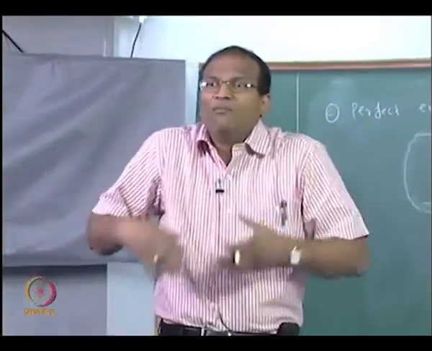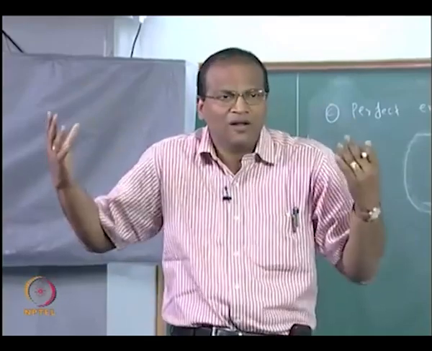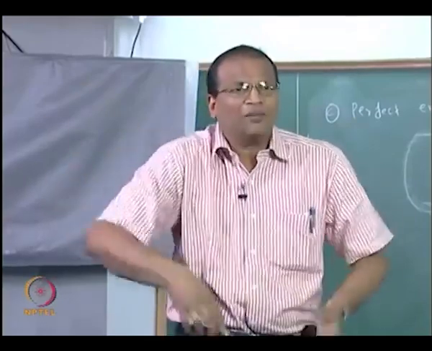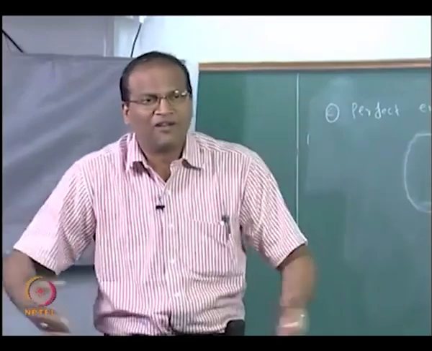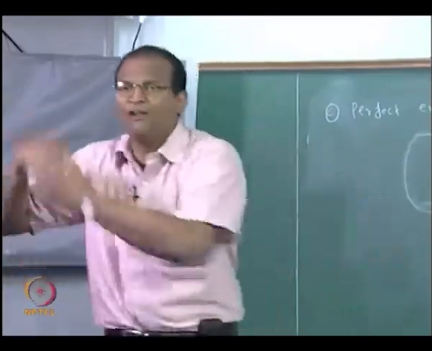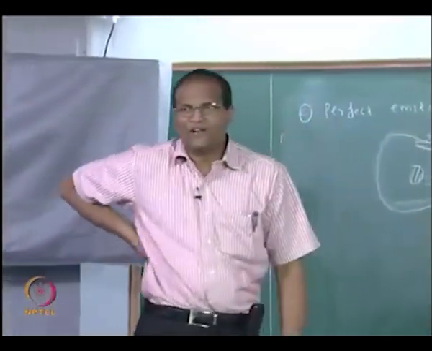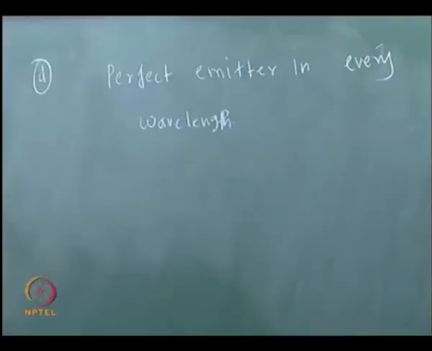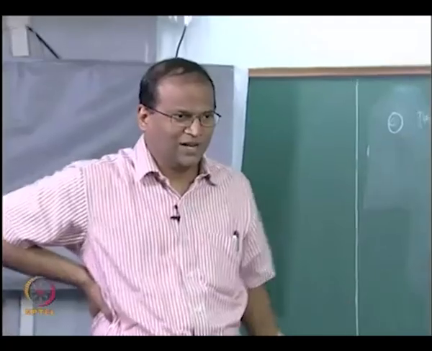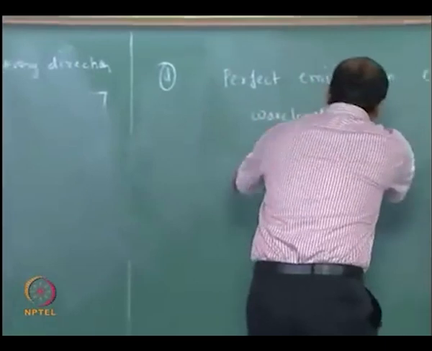And this d lambda about lambda is purely under my control. I can change it at my will. This lambda can be in the infrared, ultraviolet, whatever. Therefore, it should be valid for any d lambda about lambda. Therefore, at every wavelength it will be the perfect emitter. Okay, fine. Now E, you can fill up.